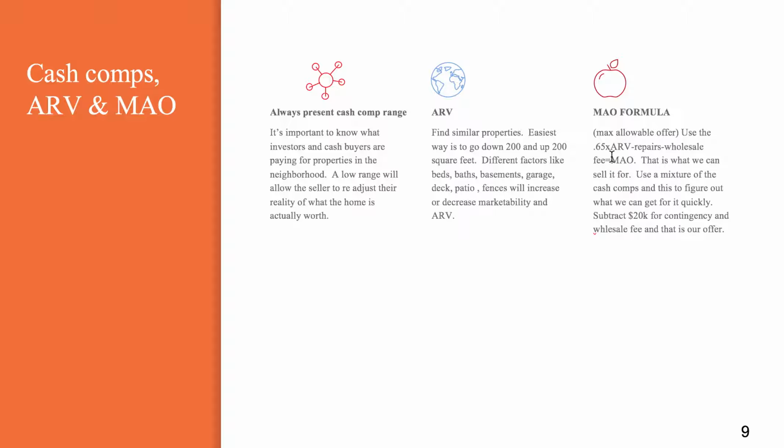Okay, we got our MAO, but then we got our cash comps. So look, if I know I can get $70,000 for these properties, and let's say my MAO is 40, and we're seeing that cash comps can sell for 70. That's a huge difference between the two. But I'm gonna stick pretty close to the MAO, but I know I can go a little bit higher because I'm seeing cash comps that are presenting a little bit better. It's gonna allow me to sell it for a little bit more.